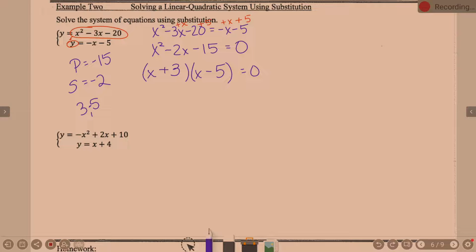Are you going to set multiple equal to 0? This is the no-brainer part, right? Once you have each factor, you set each factor equal to 0. So x plus 3 equals 0. x minus 5 equals 0. So if it's x plus 3, subtract 3, x equals negative 3. If it's x minus 5, add 5, x equals 5.